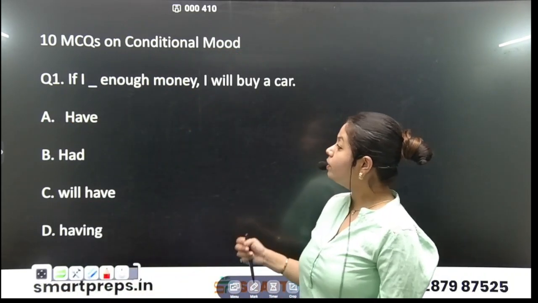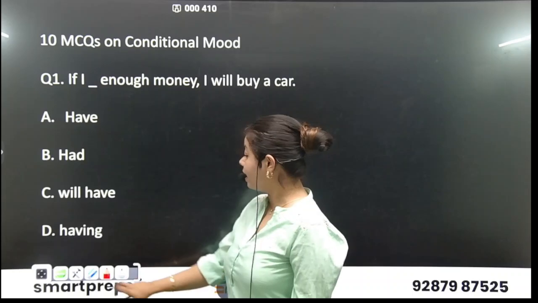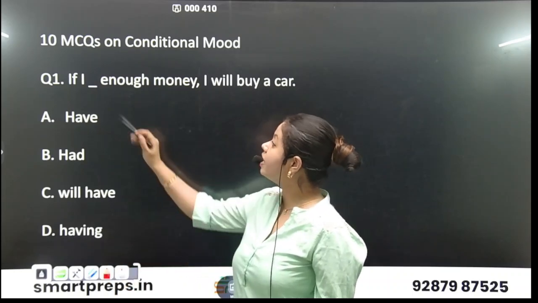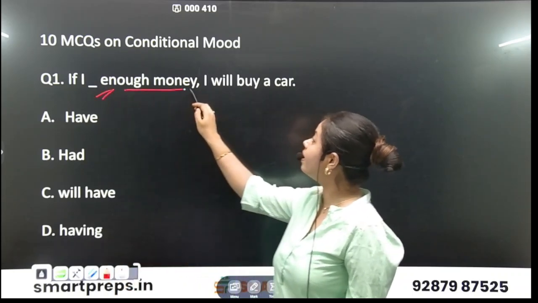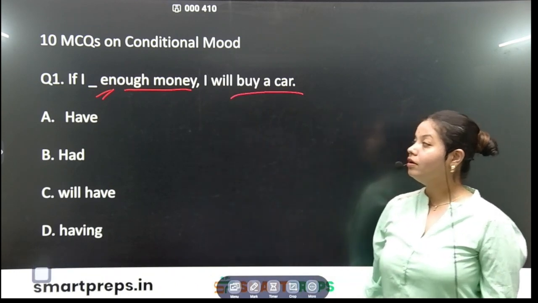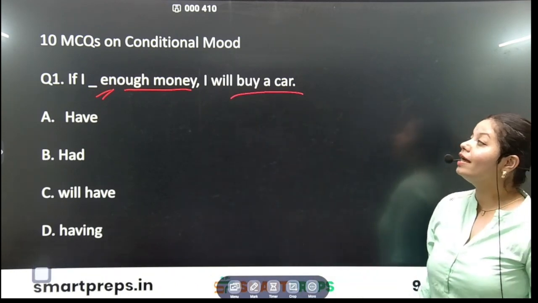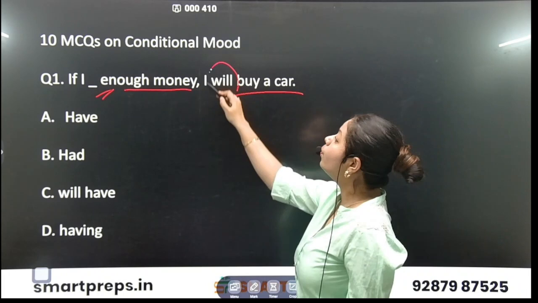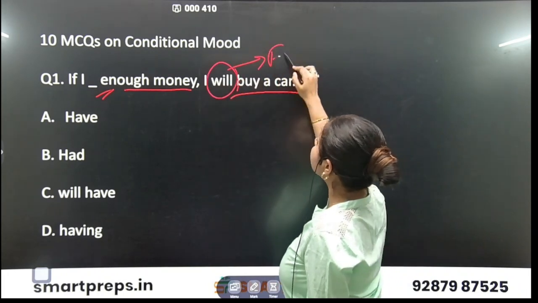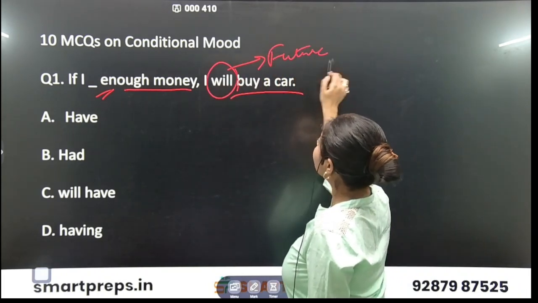Okay, so now let's understand the MCQs one by one. What is the first question? If I dash enough money, I will buy a car. So it is what? Future. It is describing the future tense.